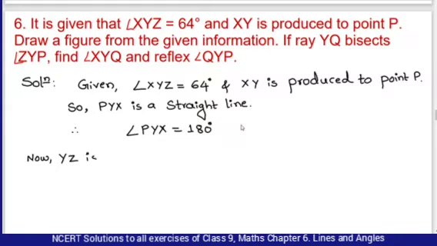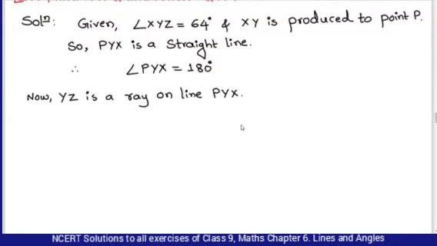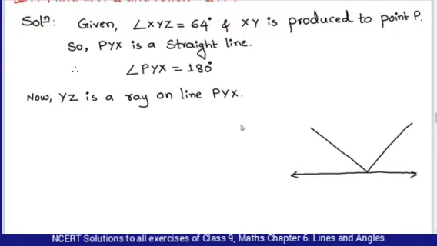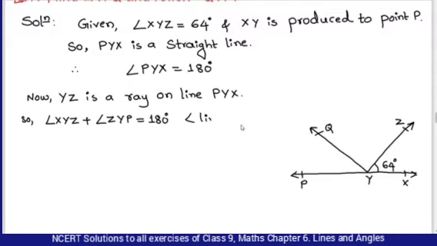Now, YZ is a ray on line PYX. Now, I am going to draw a figure with these given values. This is P, X, Y, Z and Q. Angle XYZ is 64 degrees. So, by observing the figure, angle XYZ plus angle ZYP is equal to 180 degrees because these are a linear pair.